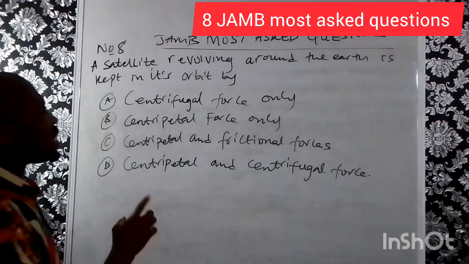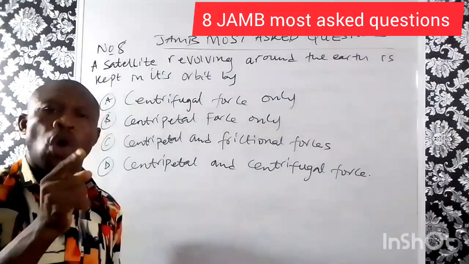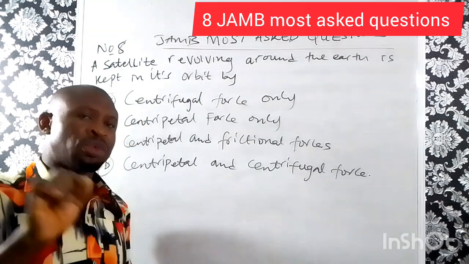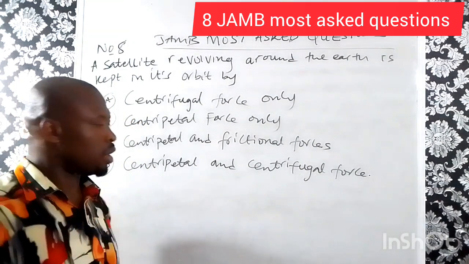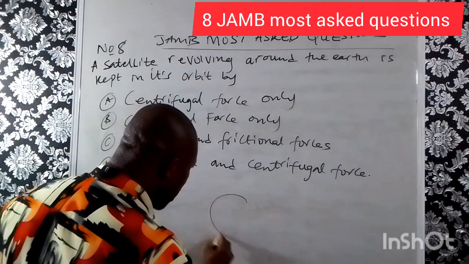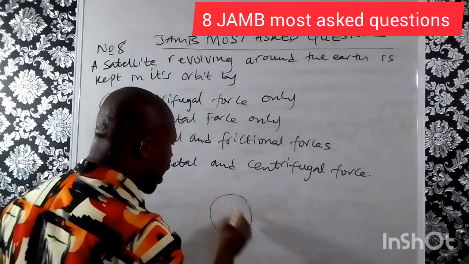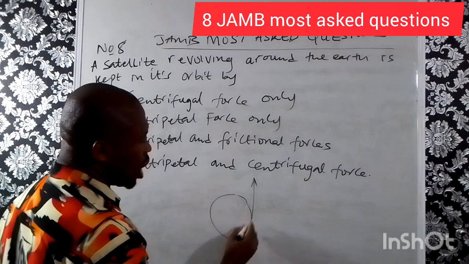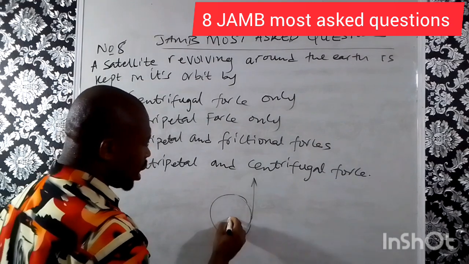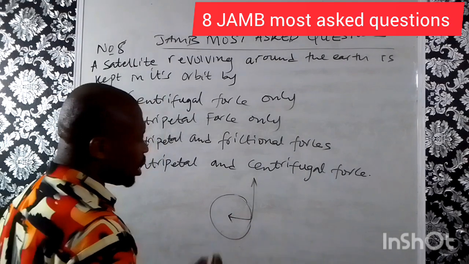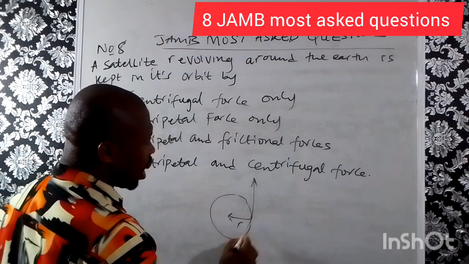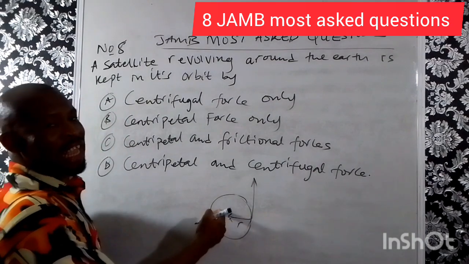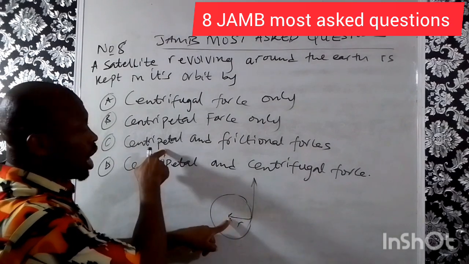Now, let me start with the centripetal force. Centripetal force is the force that keeps a body moving around a circular orbit. Assuming we have a body moving in this orbit, and this is maybe the tangential velocity there. Now we have this as the center. From here to here is R. Now the acceleration of this body is towards the center of the circle for centripetal force.